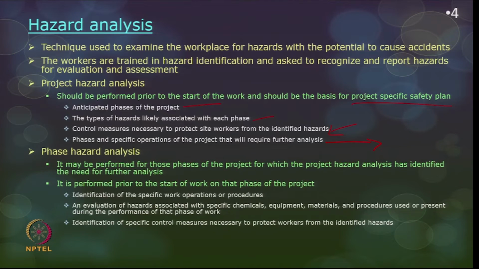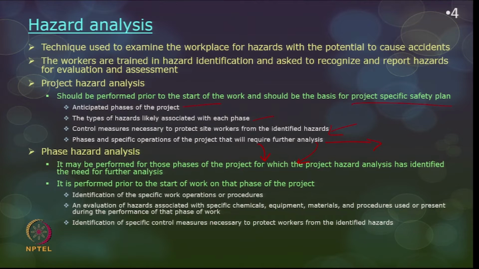So, now among the list of 20 operations, at least you will identify 1 or 2 for critical analysis on hazards, and then you may have to narrow down to zoom in. So, this phase hazard analysis may be performed only for those phases of the project for which the project analysis has identified the need. From this you are going to the next level. It is performed again prior to the start of the work on that phase of the project. So, before the start of that particular phase you may have to do the analysis.